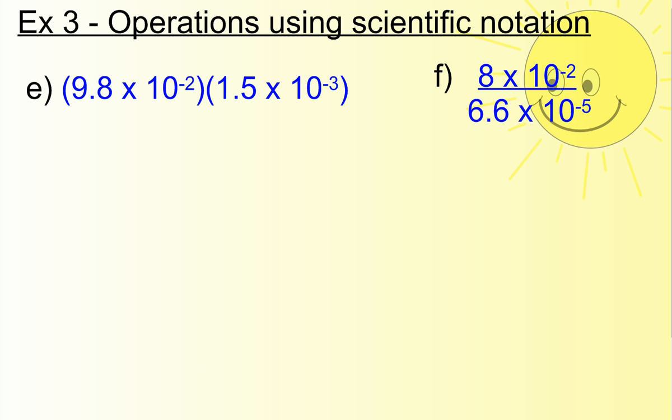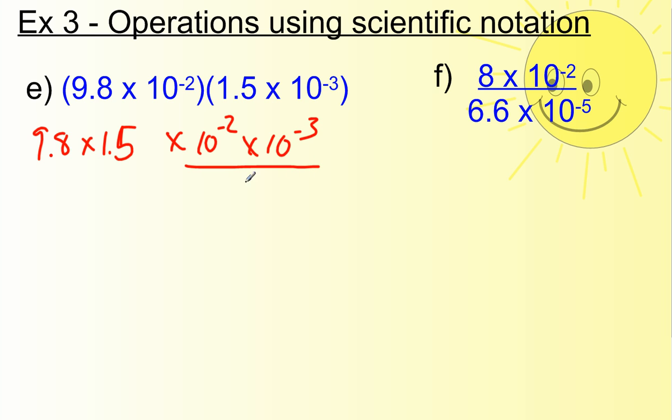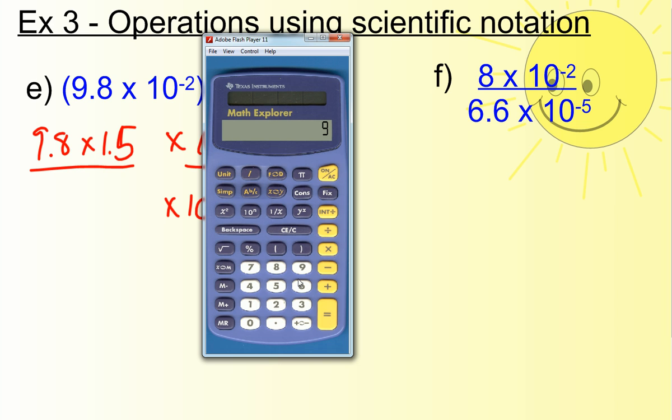Alrighty, let's give it a whirl. So I'm going to take my 9.8 times my 1.5, times 10 to the negative 2 times 10 to the negative 3. I'm going to do the powers of 10 first. That gives me 10 to the negative 5th because I add the exponents together. And over here, 9.8 times 1.5 equals 14.7.